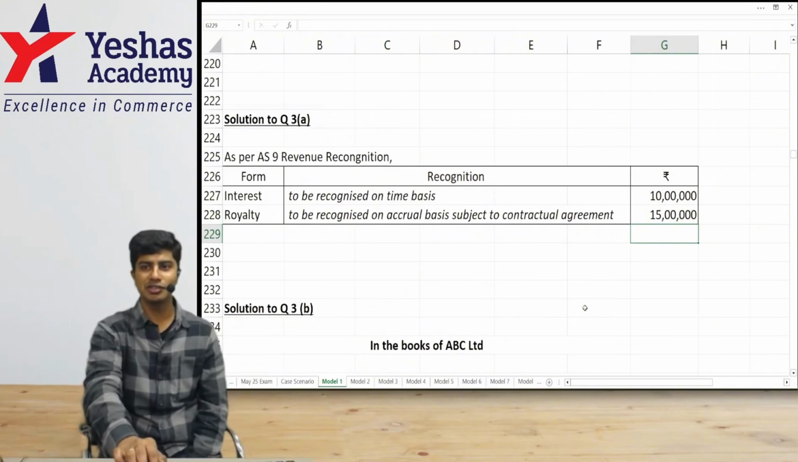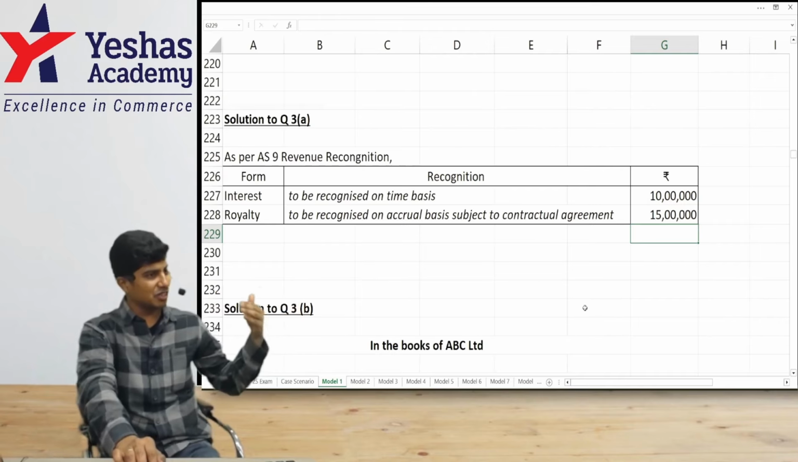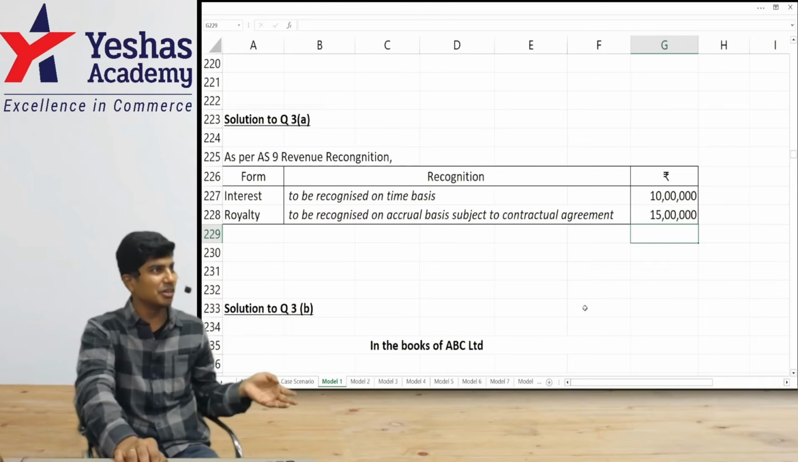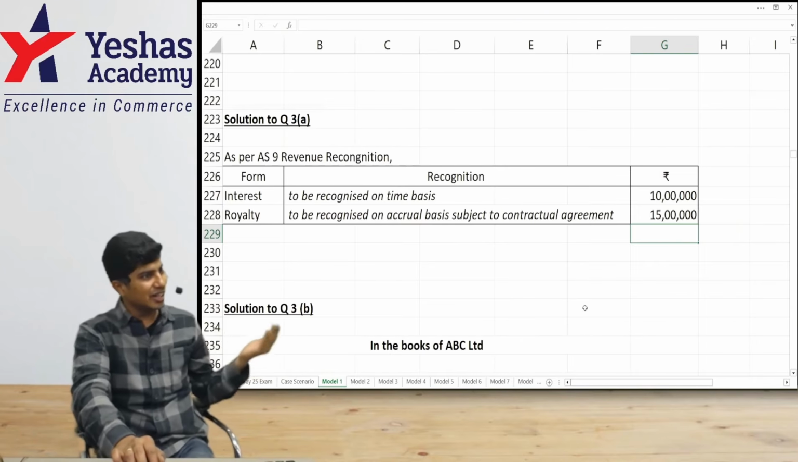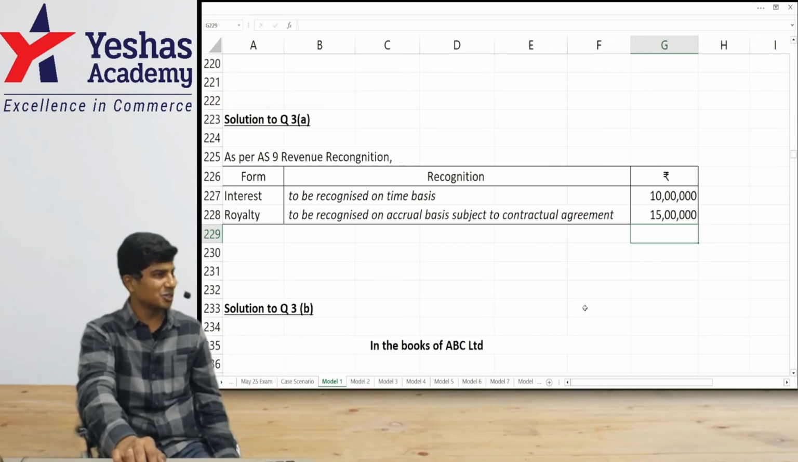That's the conclusion. Remember to write the statement as per AS 9, whatever it says, and then write with respect to X Limited, with respect to Y Limited, with respect to ABC Limited. Write the statement that is applicable and then conclude your answer. I hope everyone understood. Yes, sir.